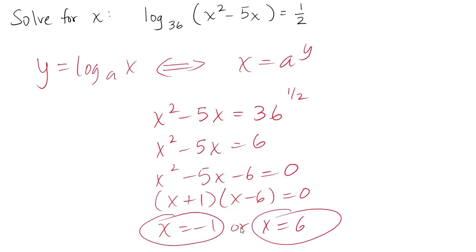Don't discount a solution just because it's negative, or even because it's 0. That's not the restriction. The restriction is that the input to the logarithm has to be positive, not that the variable itself has to be positive.